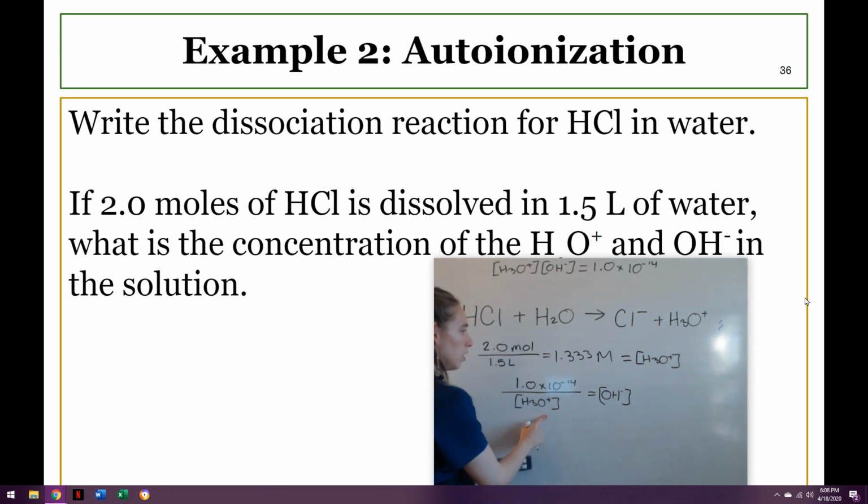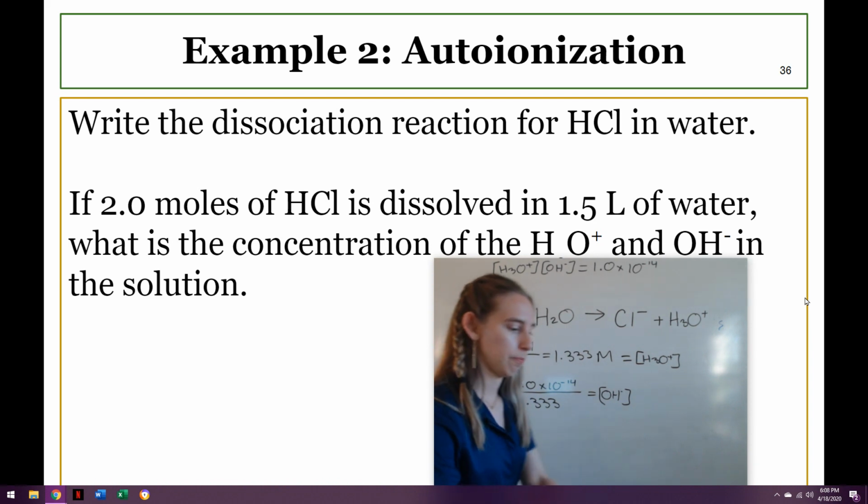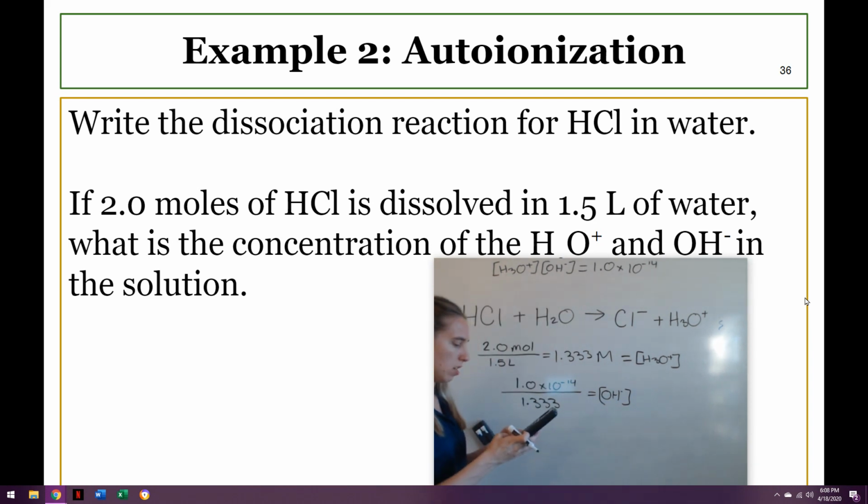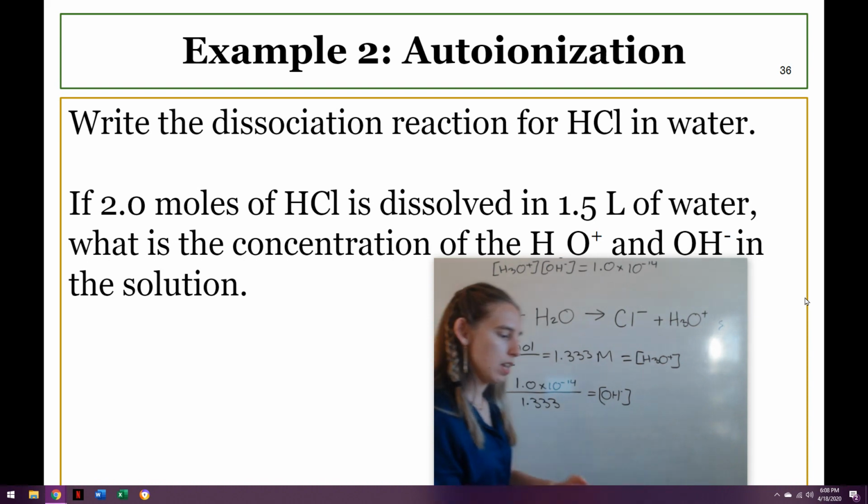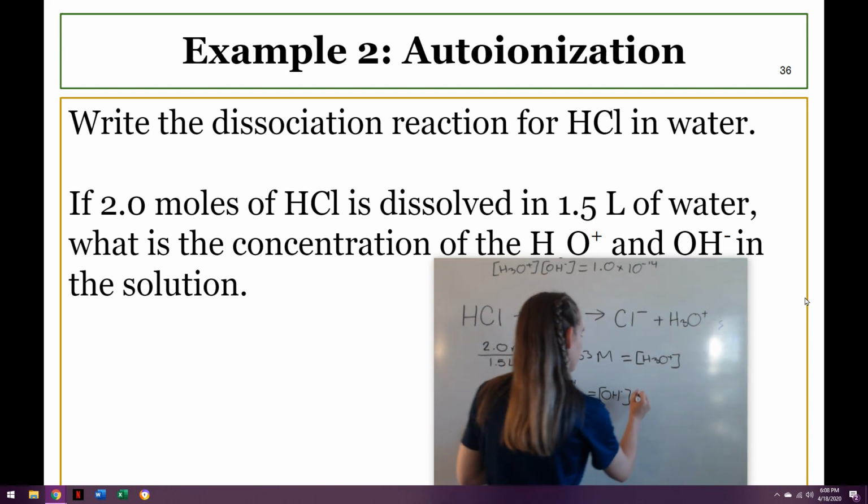That is where you get here. Just rearrange it. H3O from the problem is equal to 1.333. Keep in a couple extra digits for sig figs. Let's try that. We've got 1 times 10 to the negative 14 divided by 1.333, and we have 7.5.